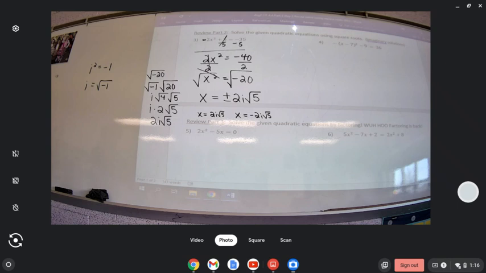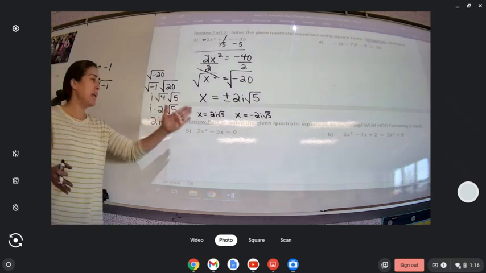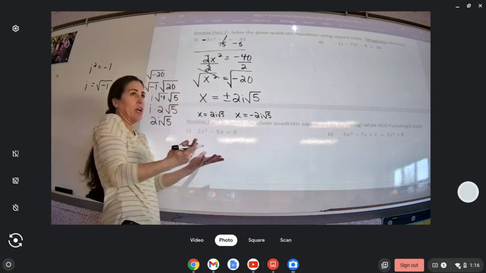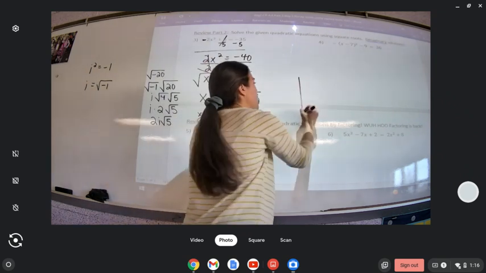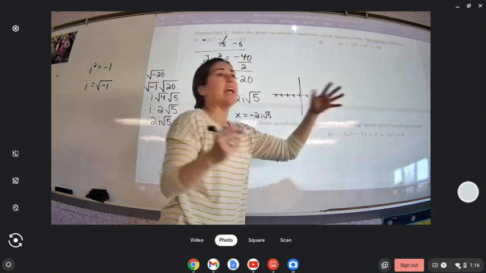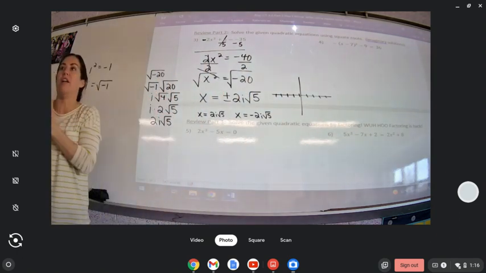All right, now, guys, at the end of the day, what does that mean? It means that if these are the x values that make this equation true, they're not real. They're not going to be a real x value that you could find anywhere on a real coordinate plane.